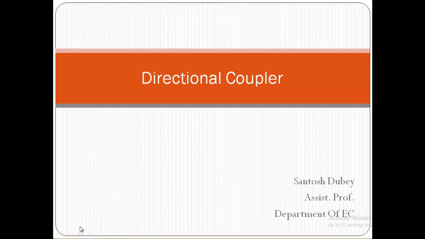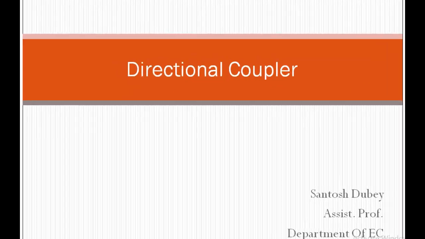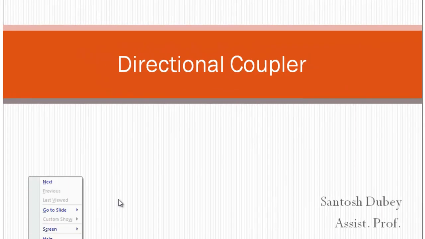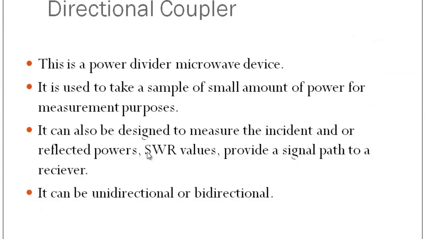Moving to the next slide, which shows how a directional coupler is built. The directional coupler is generally a 4-port device. That means the most commonly used directional couplers are 4-port devices used to sample power. That's why it is also known as a power divider microwave device.